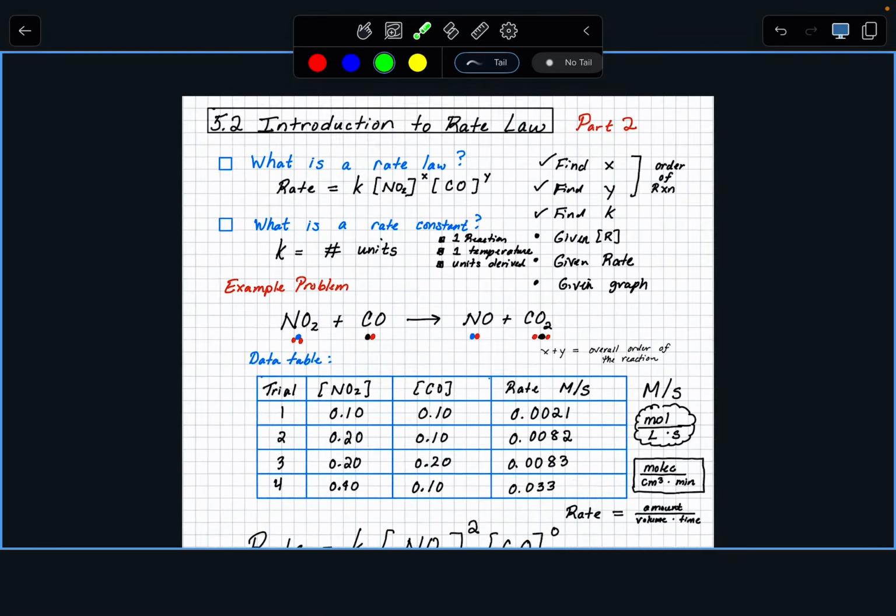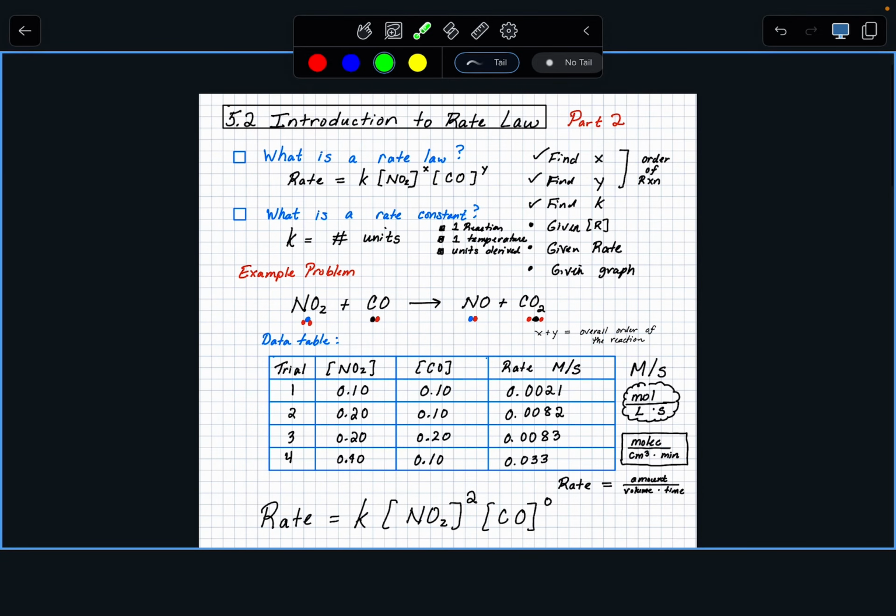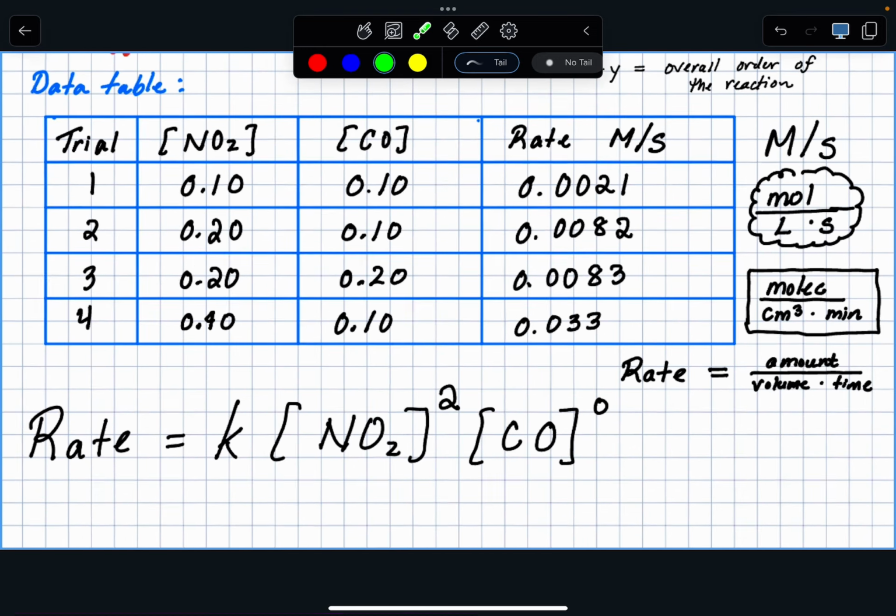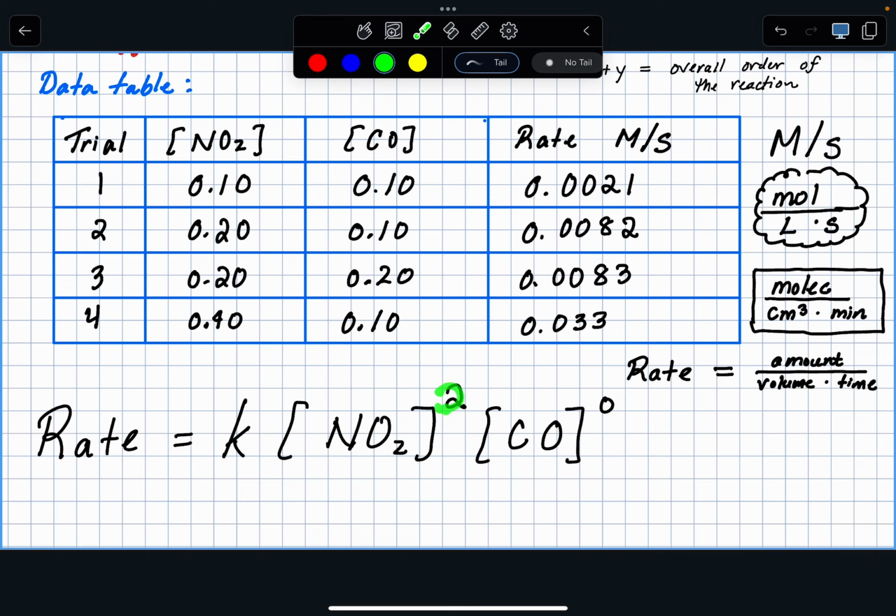All right, so before we can do k, we do have to solve for the rate law itself. In the previous video, I determined that the order with respect to nitrogen dioxide was 2, and the order with respect to carbon monoxide was 0. If you didn't catch that, you can watch the other video that I made before this one. The other thing is to be very careful of the rate units. They can be moles per liter per second, but they can also be really any amount per volume per time.